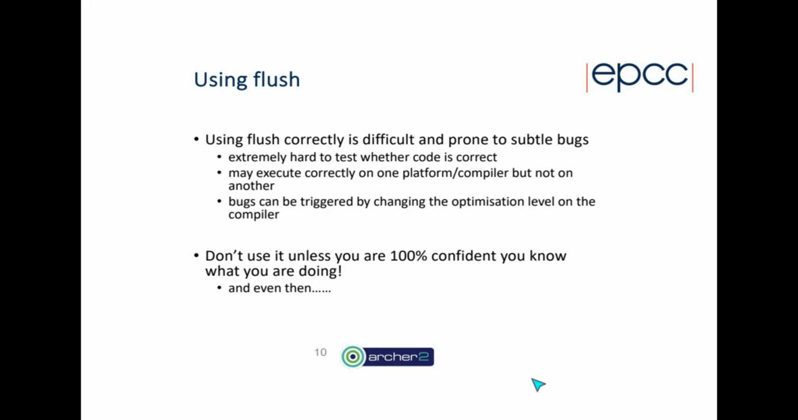It's very difficult to test whether your code is correct or not, because it may execute perfectly correctly on one hardware platform or one compiler and not on another. And you can have something that's basically triggered by changing the optimization level on the compiler. Okay, so you can have code that works correctly, provided you don't turn on too much compiler optimization. You turn the compiler optimization up a notch, and your code breaks.